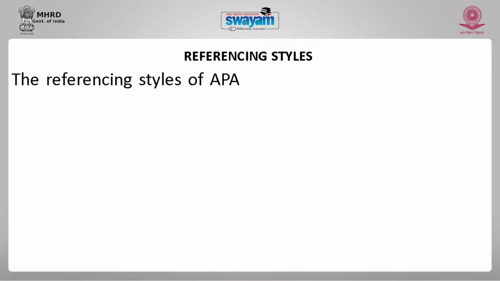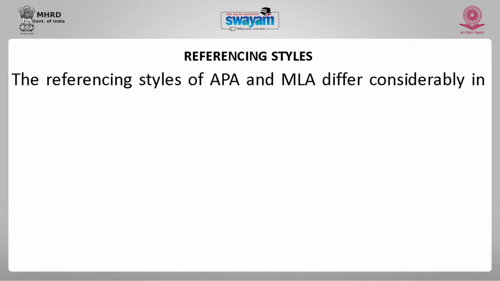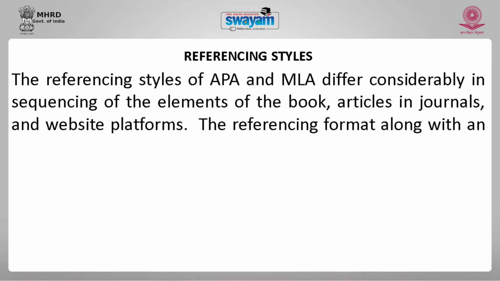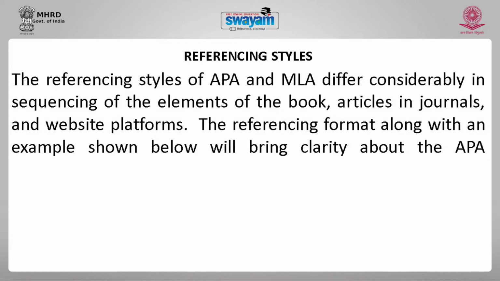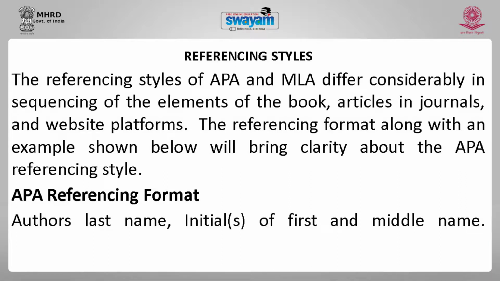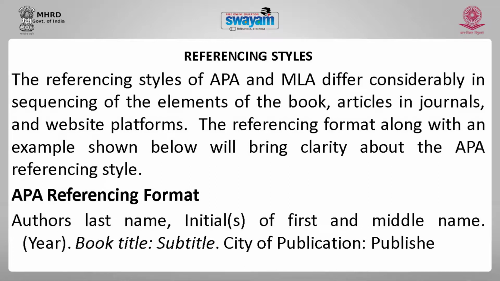Let's now discuss the referencing styles. The referencing styles of APA and MLA differ considerably in sequencing of the elements of the book, articles in journals and website platforms. The referencing formats along with an example shown below bring clarity about the APA referencing style. In the APA referencing format: author's last name, initial or initials of the first and the middle name, book title, subtitle, city of publication, publisher.